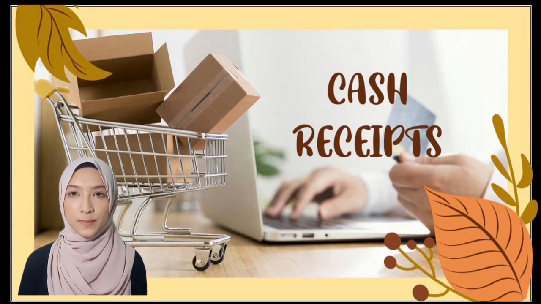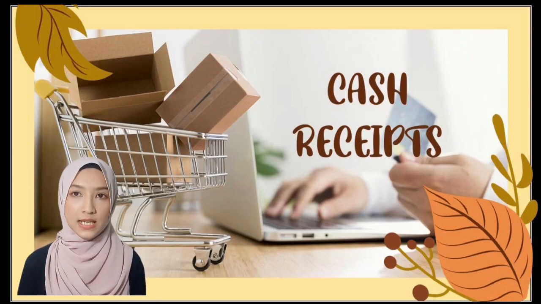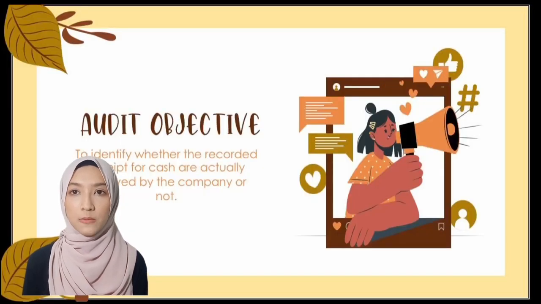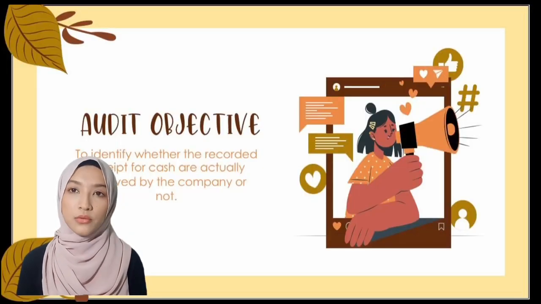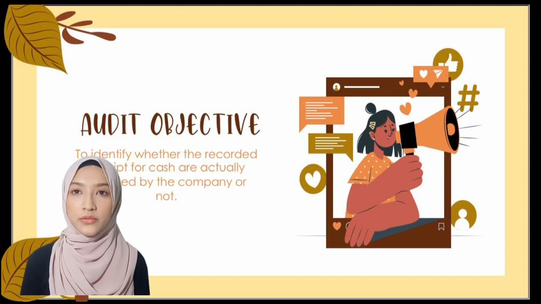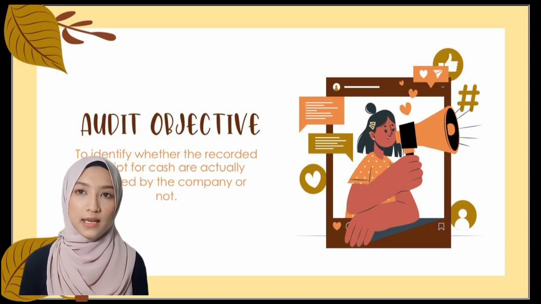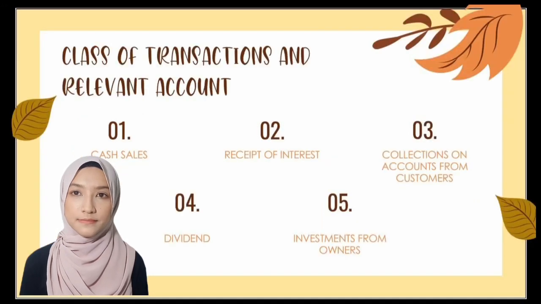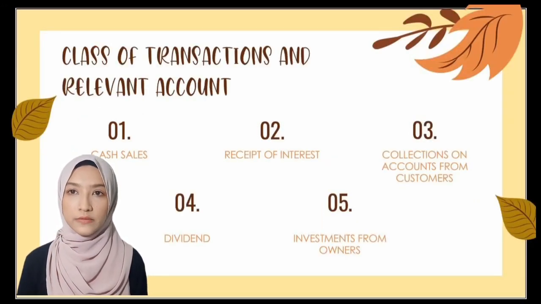Right now, I want to explain the cash receipt transaction in the sales and collection cycle in terms of the occurrence management assertion. So the audit objective is to identify whether the recorded receipts of cash are actually received by the company or not. There are 5 relevant accounts in cash receipts for the occurrence management assertion in the sales and collection cycle.